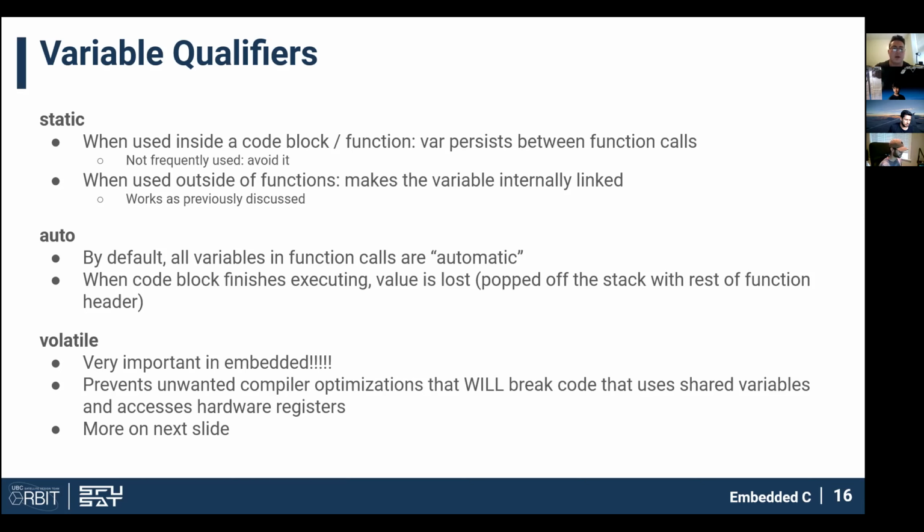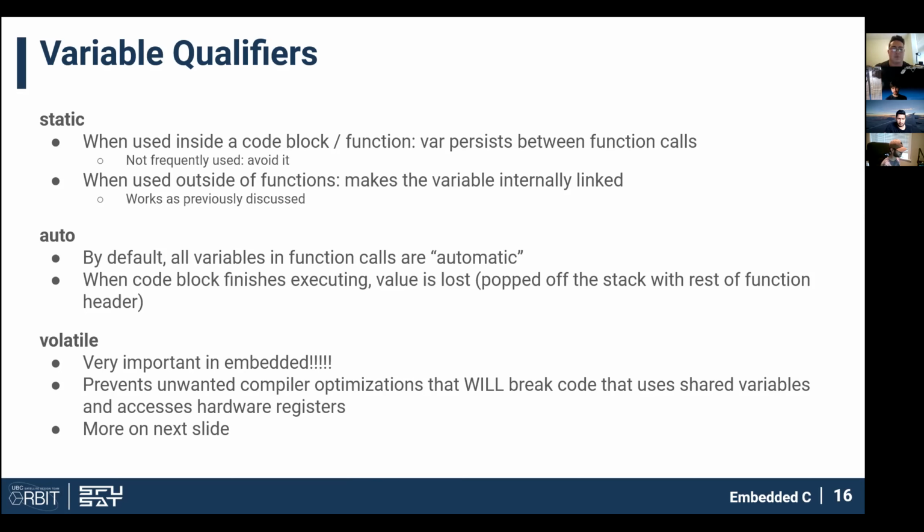So auto, this is the default for variables that are defined inside functions or code blocks. All that auto means is that when the code block or the function finishes executing, all the data in the variable will be lost. What's actually happening is the variable is stored in the stack. Remember, we talked about the stack. As soon as the function call is over, it gets popped from the stack and it's lost. This is what we call local variables inside of functions. So you're probably quite familiar with auto variables. You just never knew that they were called auto before.